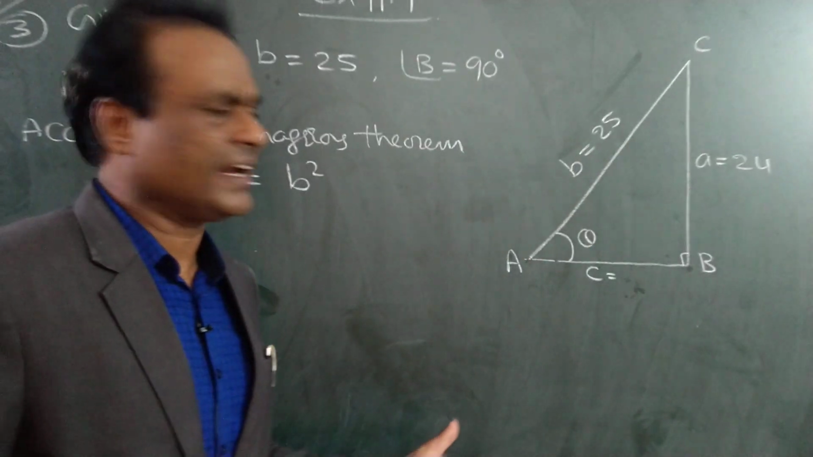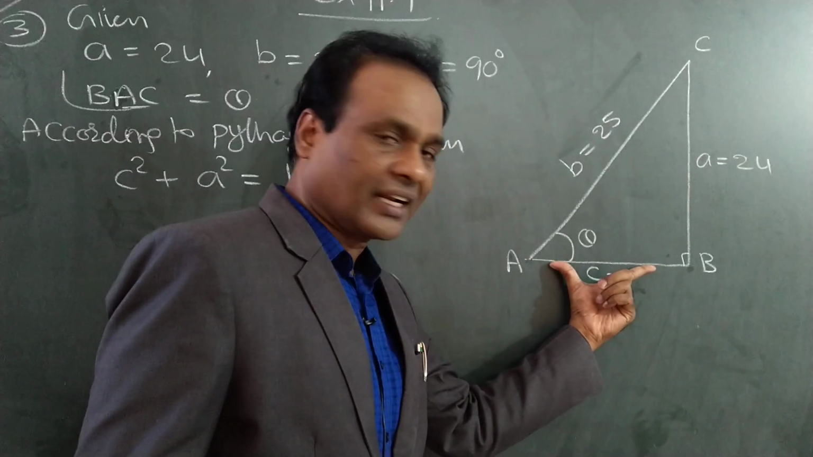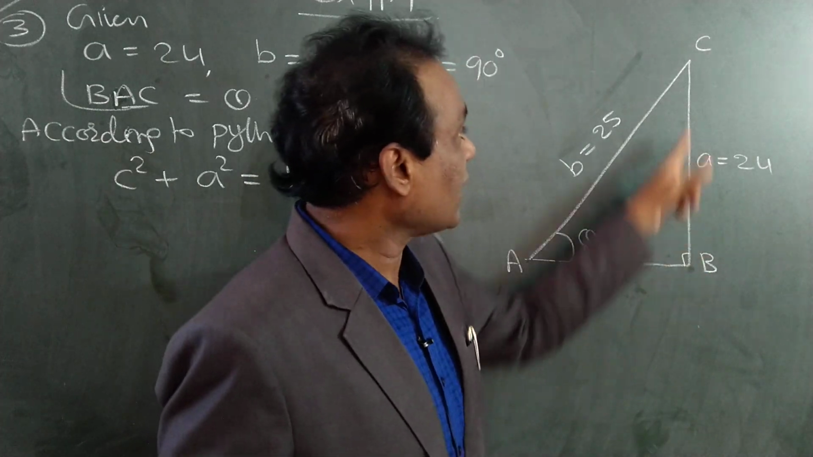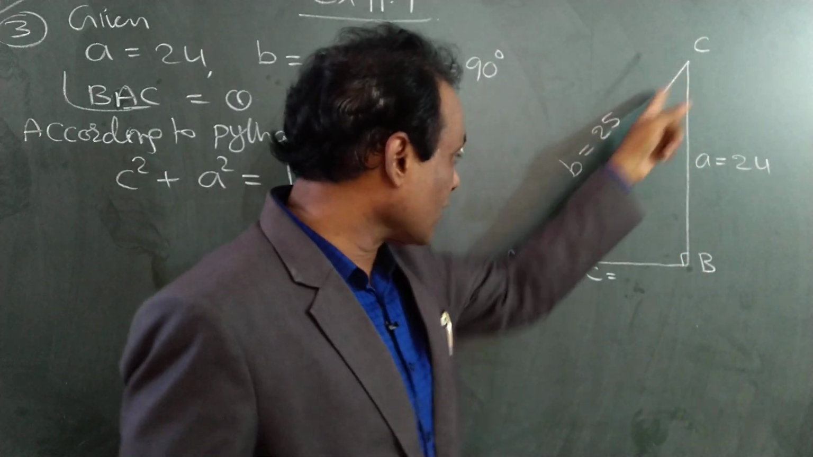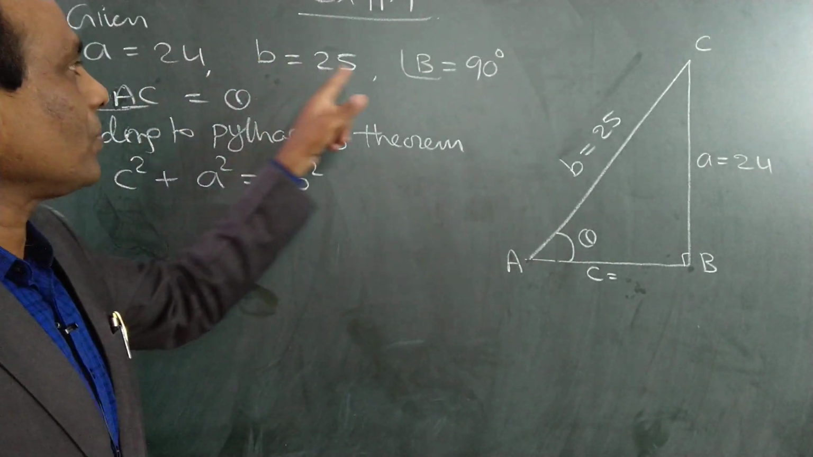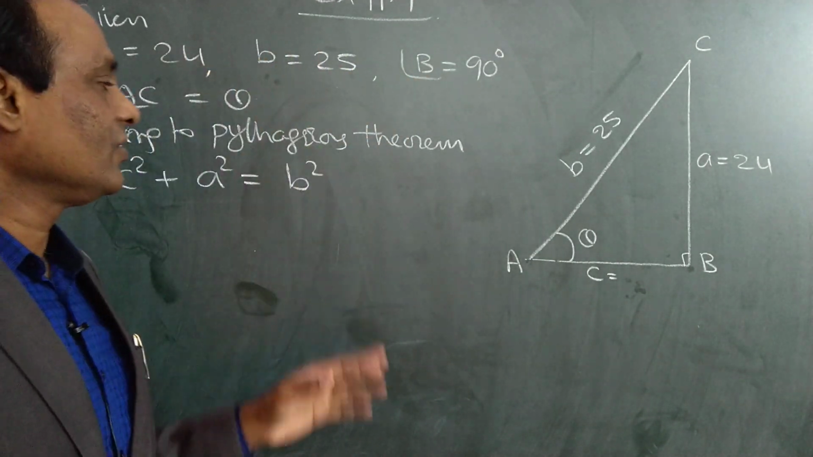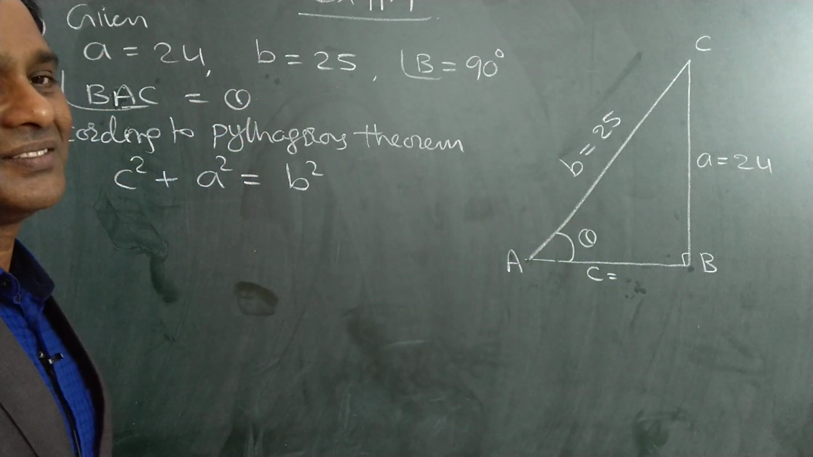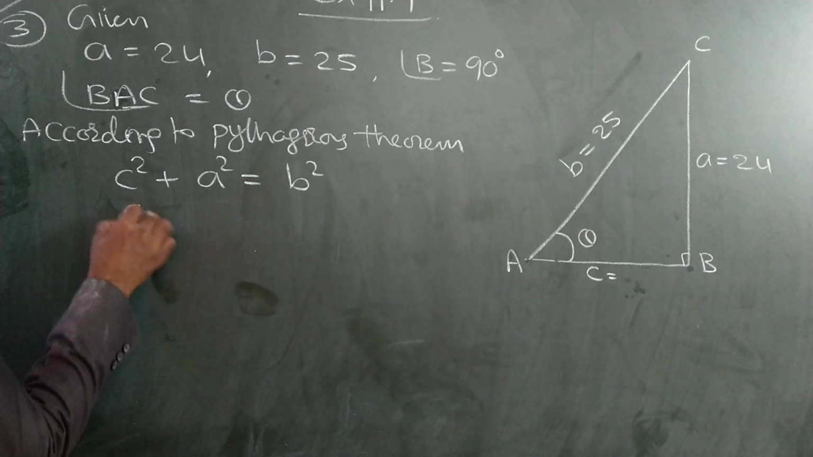Otherwise, generally what do we write? This side is written as AB, this side as BC, and this side as AC. We write like that. But here, for the first time in this problem, only symbols A, B are given. That's why I take the other side as small c. C we don't know, we have to find.